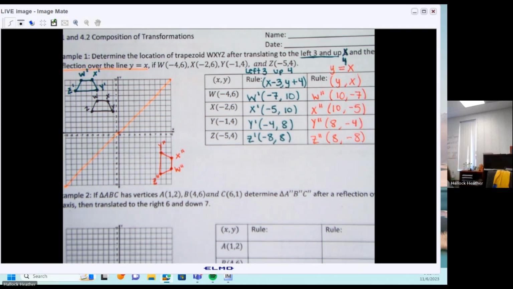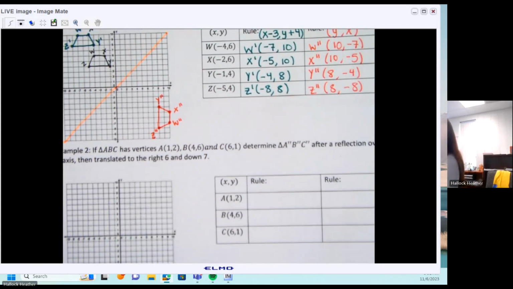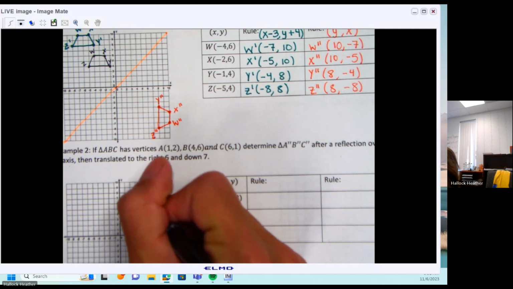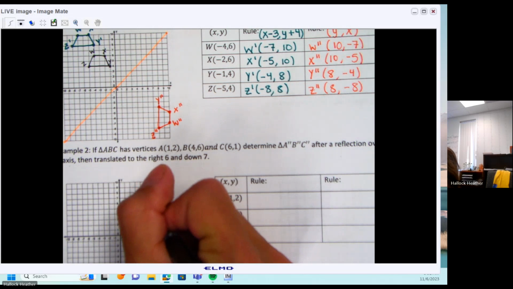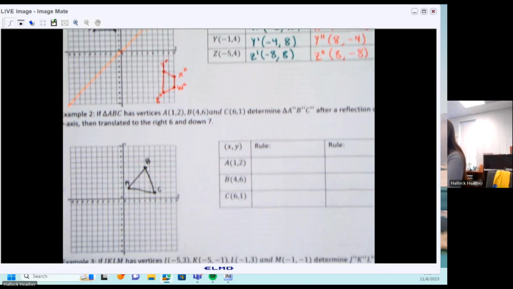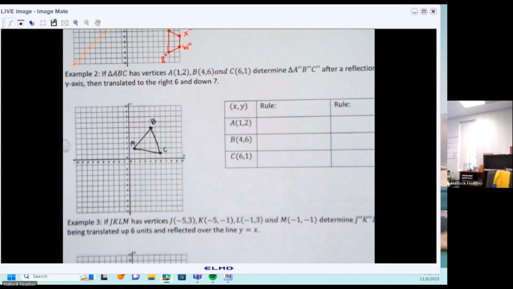Okay, so once you get done with number 1, set up number 2. You're going to start by plotting your original points. And this one's a triangle. It says ABC has vertices A 1, 2, B 4, 6, C 6, 1. We're going to figure out where it is after reflecting over the y-axis, and then we're going to translate it. So this should be an easy problem overall, but we're going to have to reflect first. So plot your point.